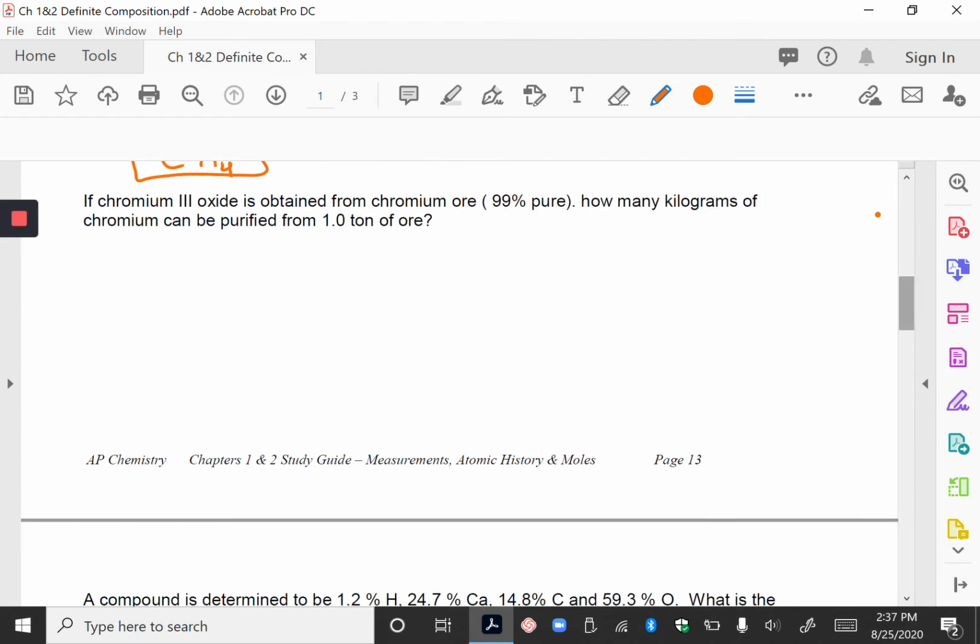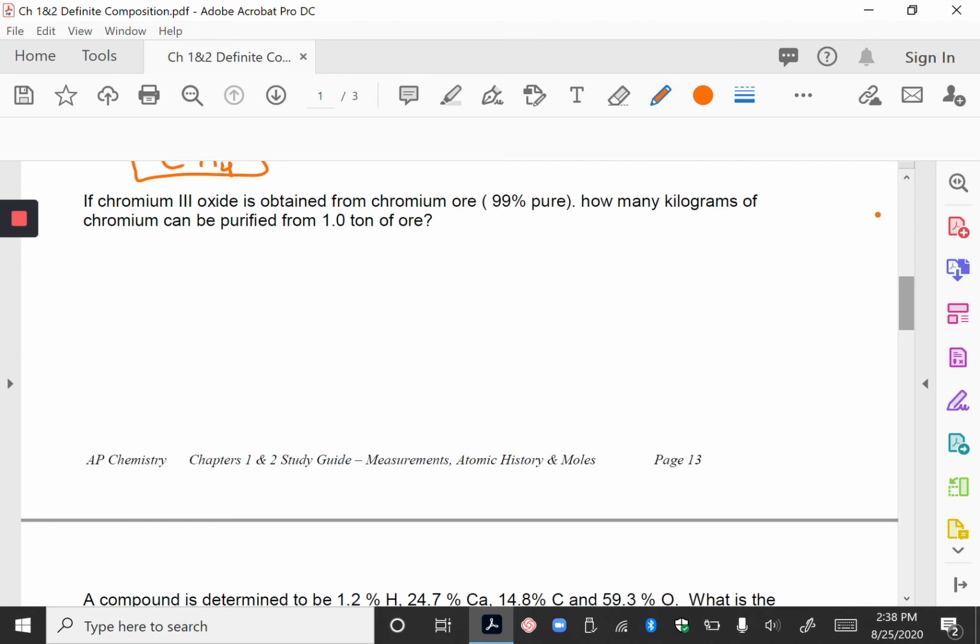It says if chromium 3 oxide is obtained from chromium ore, that's 99% pure, how many kilograms of chromium can be purified from 1.0 ton of ore? So most metals that are found on Earth, like in the Earth's crust and so on in nature, are found as ores. And ore means that this metal is in the form of an oxide, so it's bonded to oxygen. But typically, it also has some extra impurities in there.